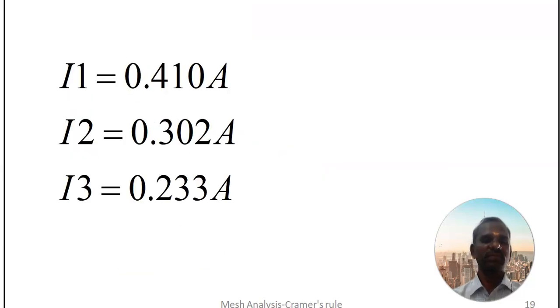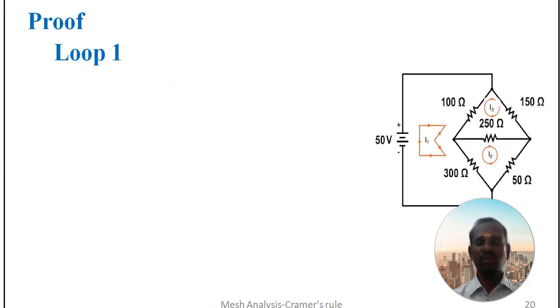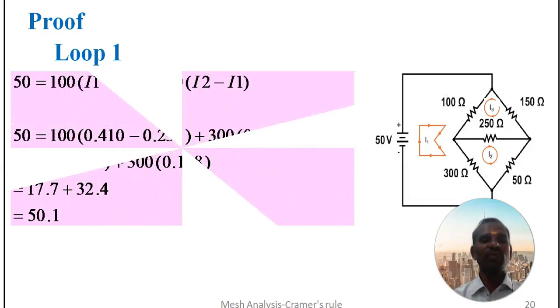So my current I1 is equal to 0.410, which is an approximated value. I2 is equal to 0.302. Likewise, I3 is equal to 0.233. Now we will verify this with the equations.